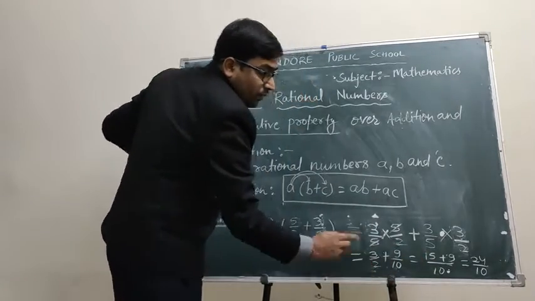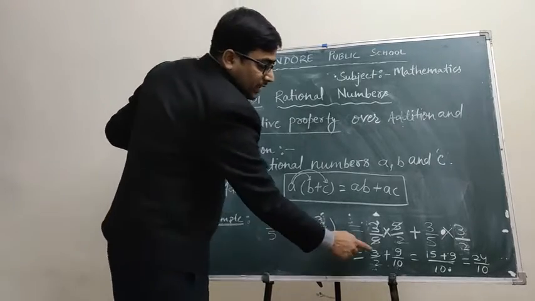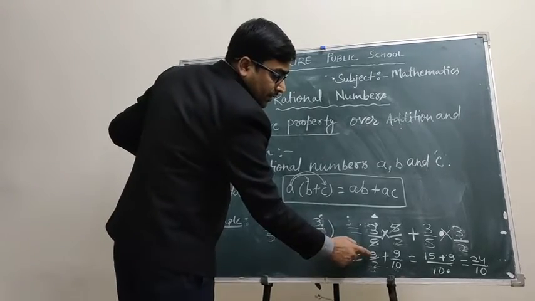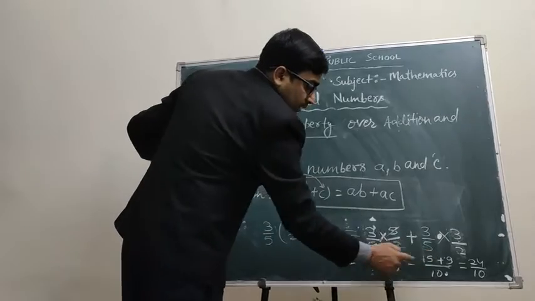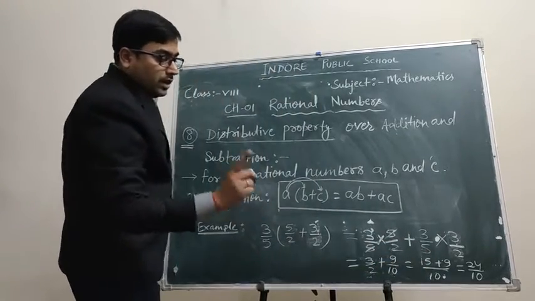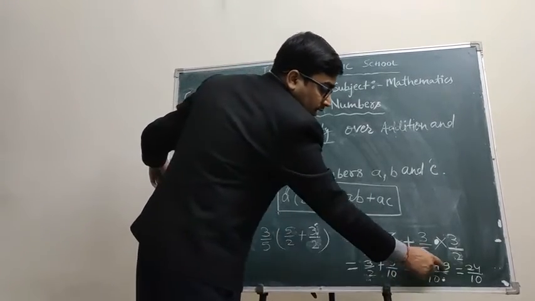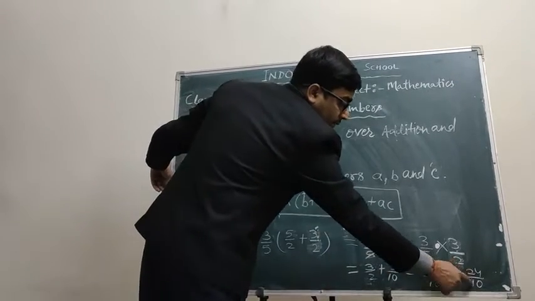10 divided by 2, quotient is 5. Quotient multiplied with numerator, 5 into 3, 15. Plus 10 divided by 10, 1. 1 multiplied with 9, 9. 15 plus 9, 24 upon 10.